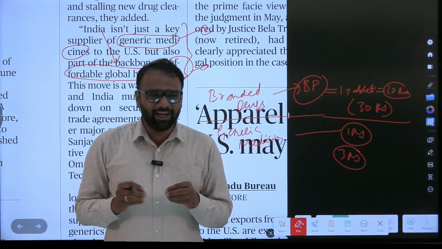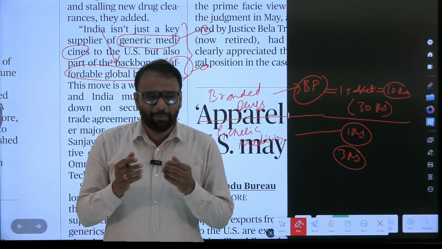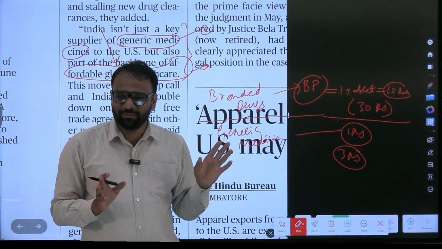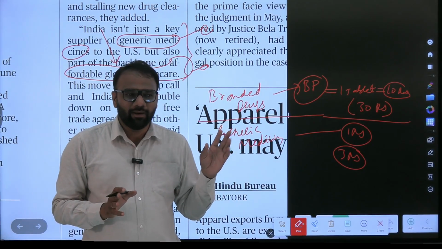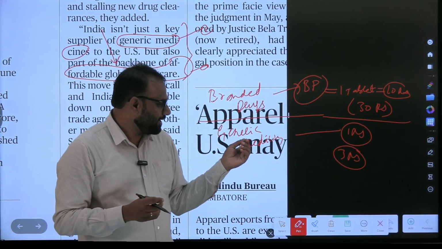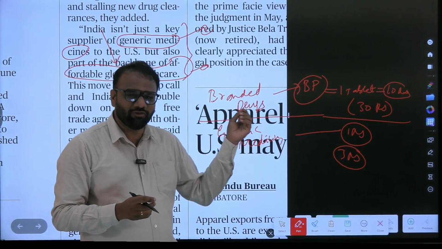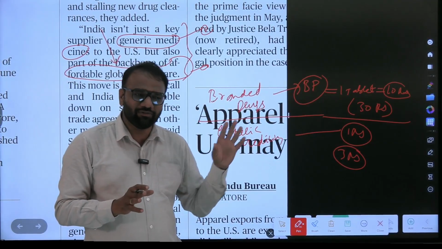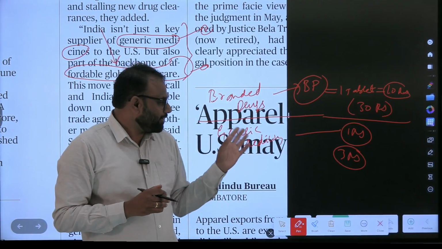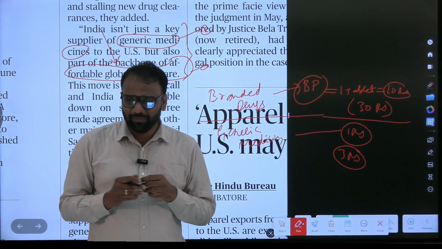But in reality, there may be some inconsistency as well. In reality, both of them are the same. Generic drug and branded drug, both of them are the same. The content is the same. But because of some quality checking, it may not be of that much standard as branded drugs, but generally it will be of the same quality.